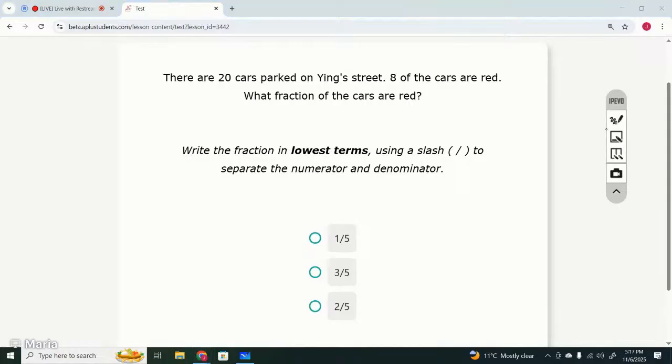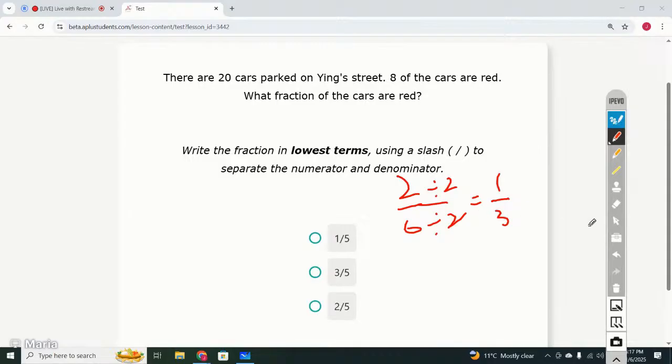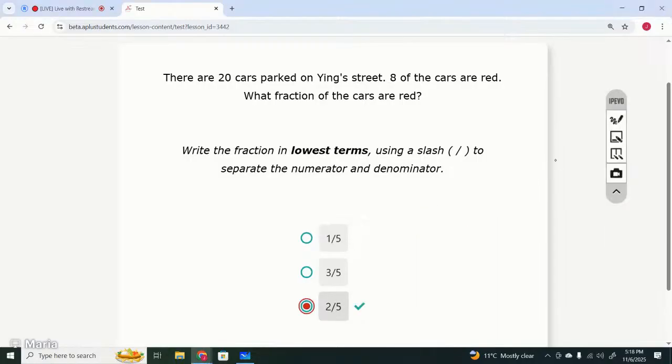That would be 8 out of 20, right? Four times 2 is 8 and 4 times 5 is 20. That is 2 by 5. The correct option is option number 3. That is 2 by 5.